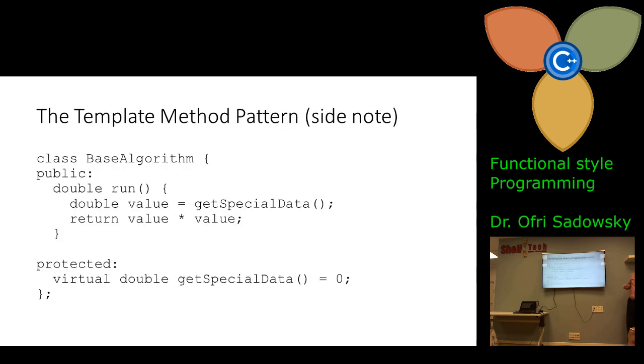So just a word about what is called the template method pattern, just so that we are all aligned, and I'll explain how it is sort of functional programming. Let's say that we have some kind of algorithm with a run program that is just a regular method. And inside, there is a call to a virtual method, which is called getSpecialData. And we return the square of value, whatever. Now you can derive from this base algorithm and override this method whichever way you want. If you derive it in your own very special way, it resembles functional programming, because this is now part of the parameters of this run algorithm.